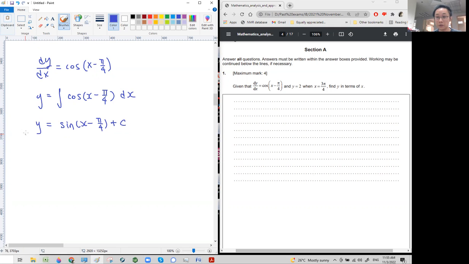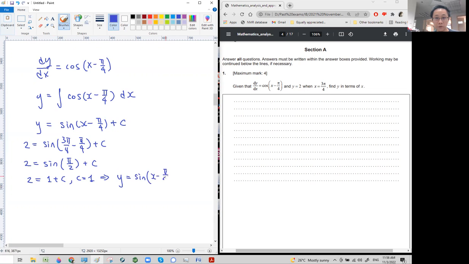and the value of the constant of integration is typically found by just inputting the values of x and y into this. So 2 equals sine of (3 pi over 4 minus pi over 4) plus c. 2 pi over 4 is the same as pi over 2. And I trust you guys recognize at this point that pi over 2 is 90 degrees and sine 90 is 1. So the constant of integration is 1 as well. And the conclusion would just be y equals sine of (x minus pi over 4) plus 1. So question 1 done.